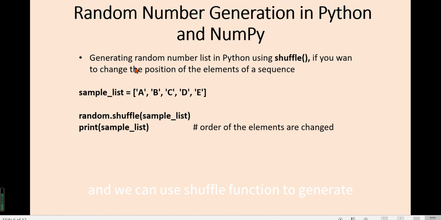And we can use the shuffle function to shuffle a list in Python. If you want to change the position of the elements of a sequence, for example, sample_list ABCDE is a list with 5 string values. Then we can use random.shuffle(sample_list). Then next we print out the sample list. It will have the same elements as the original sample list, but the order of the elements has been changed.